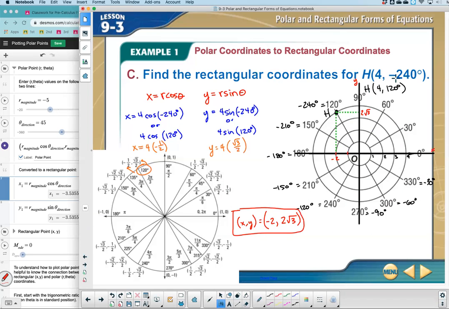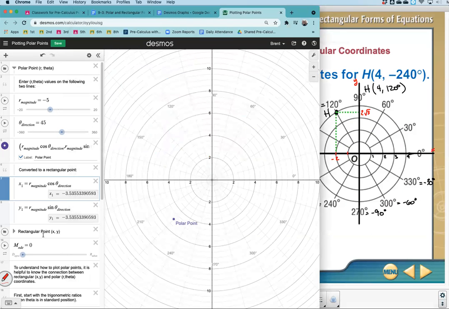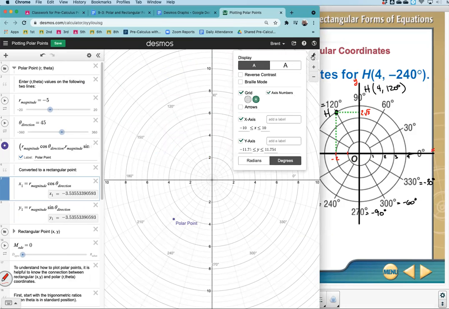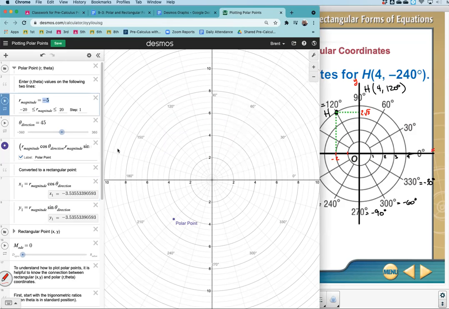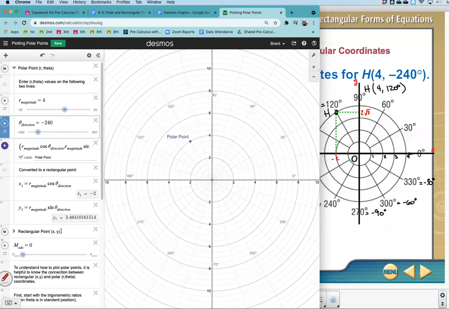Again, using my calculator, we're in degrees, so make sure both this mode and this over here are in degrees. You need to have both of them in line just to be 100% sure you'll get the right answer. 4 at negative 240 degrees. There's that polar point right there. The value would be negative 2 and that 3.46 I was mentioning.